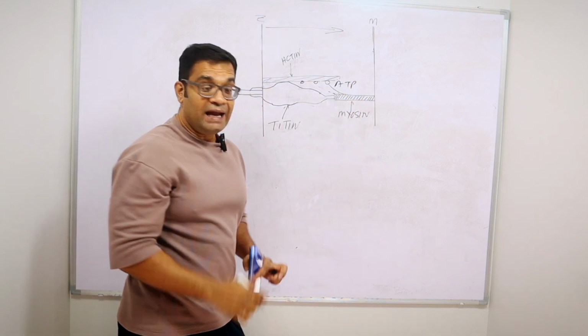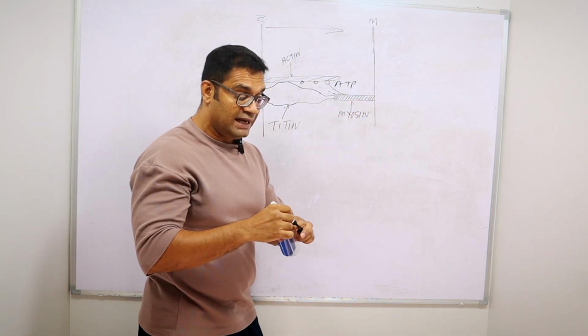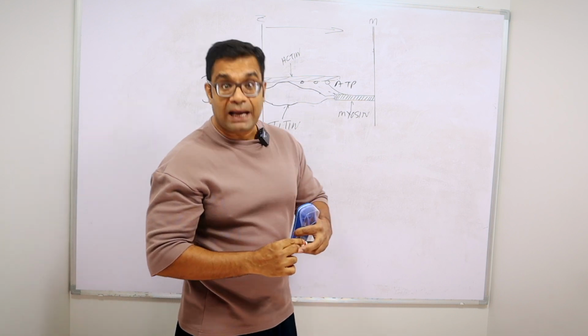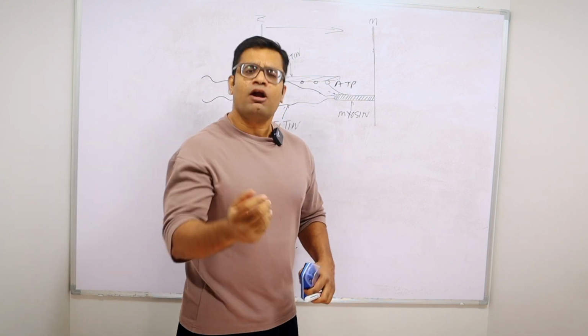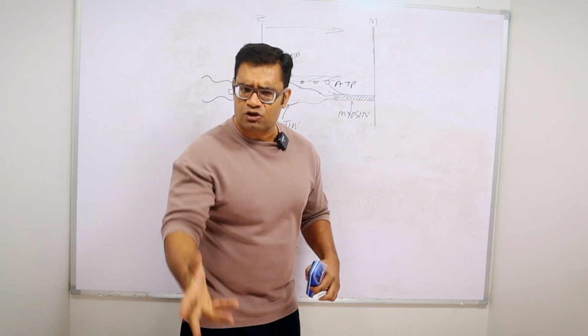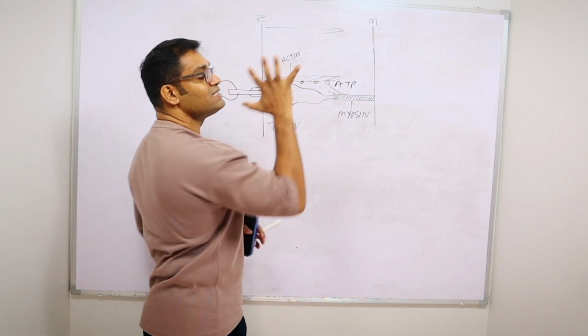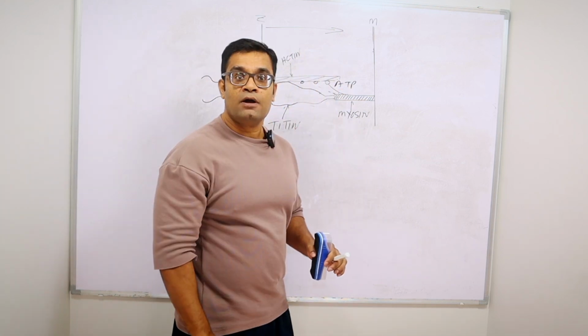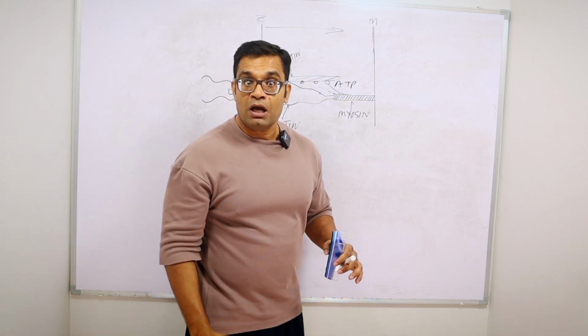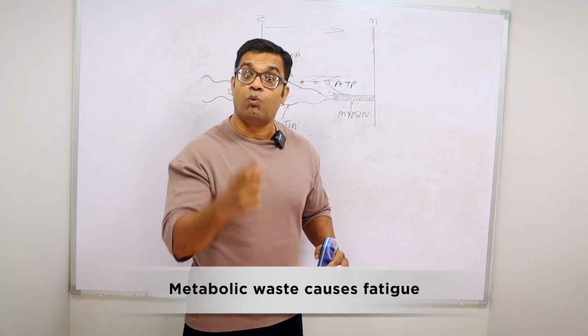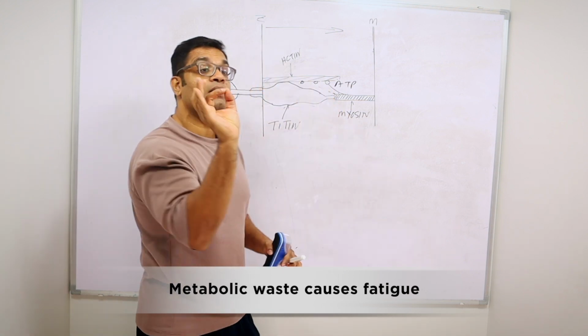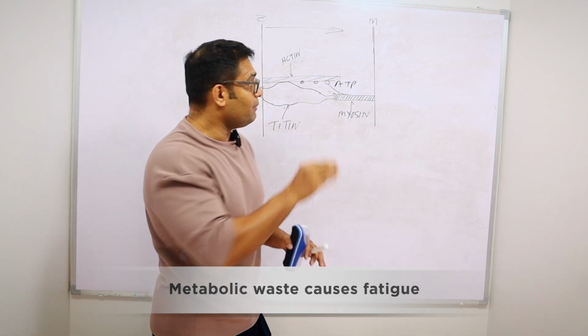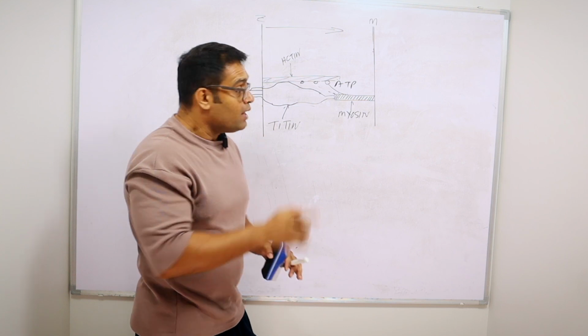Now, every time it attaches, what happens? ATP bursts and becomes ADP. What is the byproduct? Lactate, hydrogen ions, a lot of metabolic waste is left. What happens? You start feeling the burn. You start feeling the fatigue. What causes fatigue? Metabolic waste, not lactic acid. Metabolic wastes.